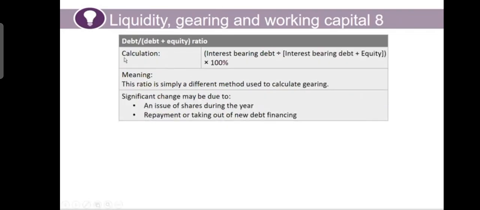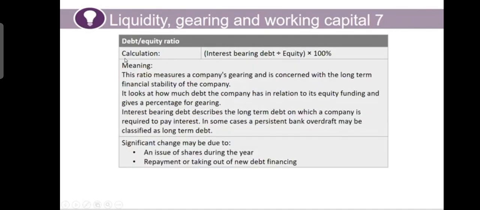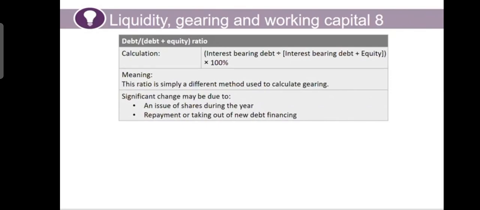Then you have debt over debt plus equity. Here you say debt to equity. This you say debt to debt plus equity. So you add both of them, debt over debt plus equity ratio. Again, interest-bearing debt divided by interest-bearing debt plus equity. This ratio is simply a different method used to calculate gearing. It's the same thing, just in one case you say debt over equity, in another you say debt over debt plus equity. I would go for this more. If they ask me to calculate gearing, I would use this one. This is my first choice in calculating gearing, okay?